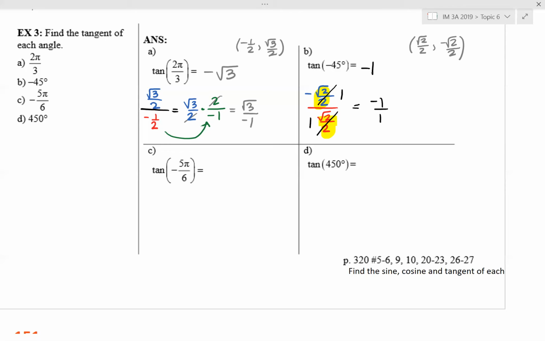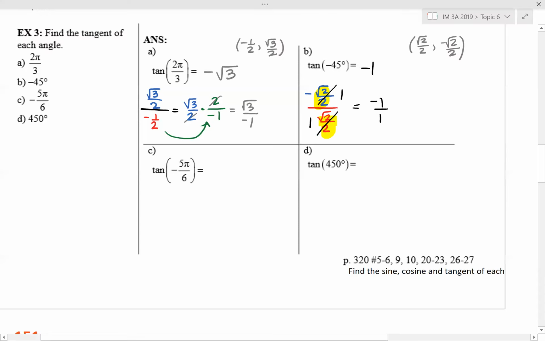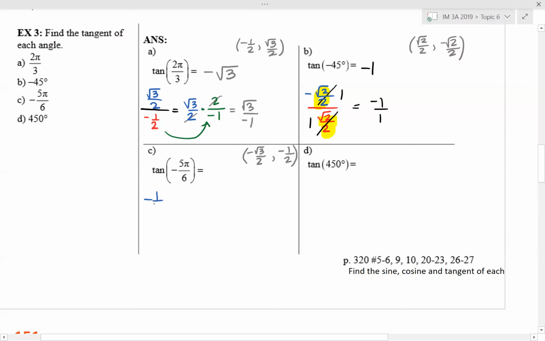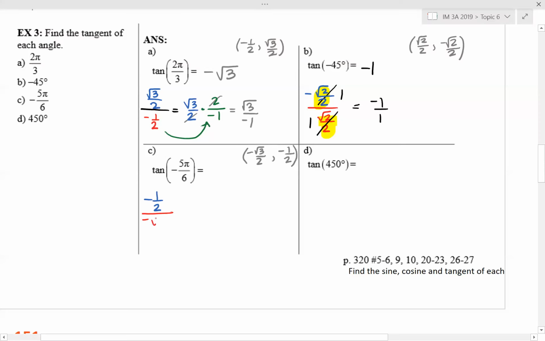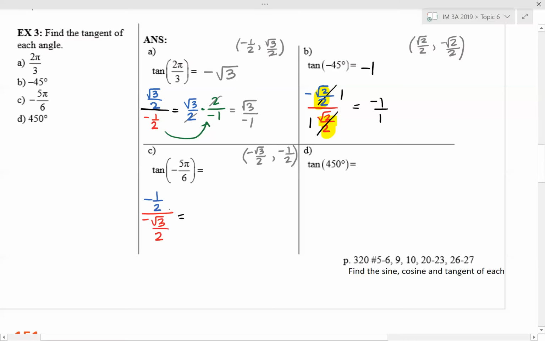Then we have our negative 5 pi over 6. So remember that we found that the ordered pair at that terminal point is negative radical 3 over 2, and then negative 1/2 is the y coordinate. And so that means that tangent is going to be negative 1/2, our y coordinate, over negative root 3 over 2, which is our x coordinate. So since both of these are negative, I can reduce this and I know it's going to be positive.